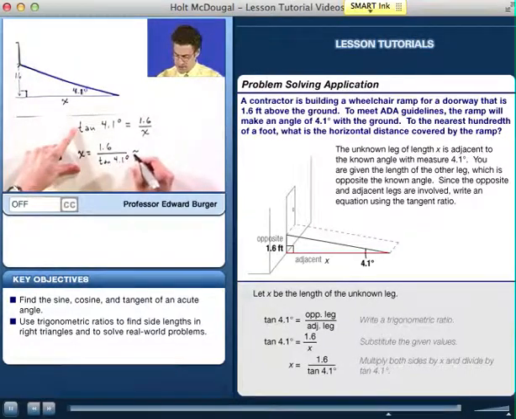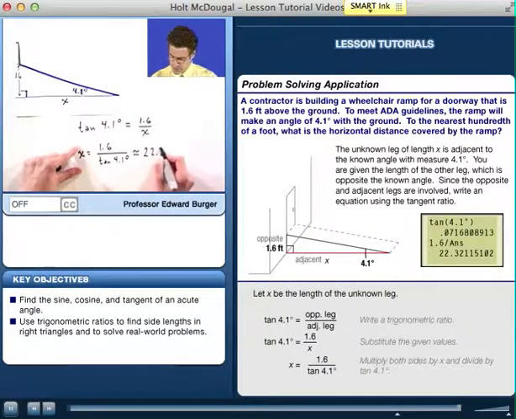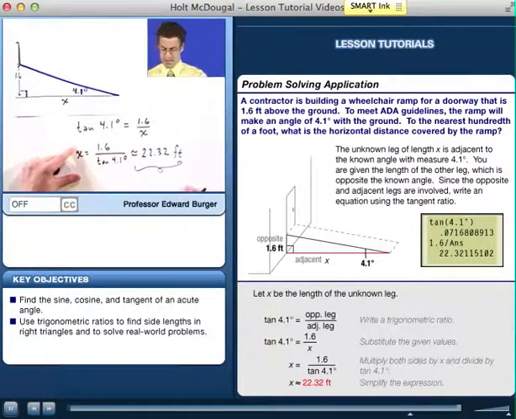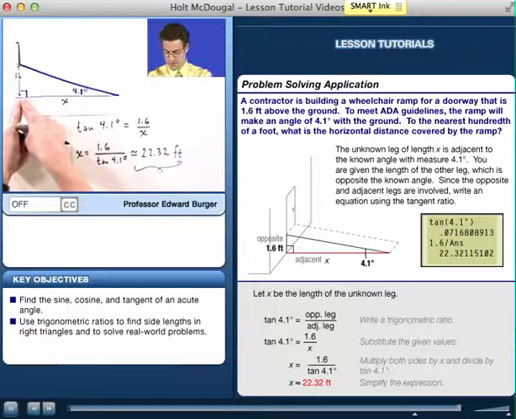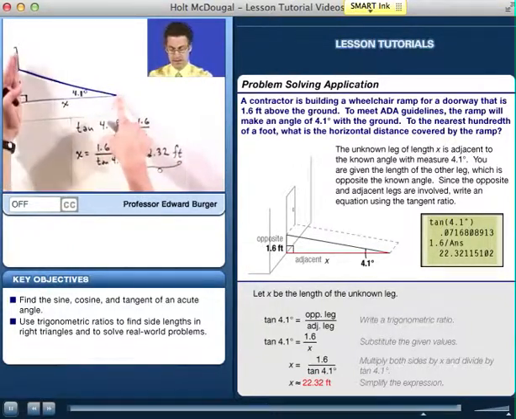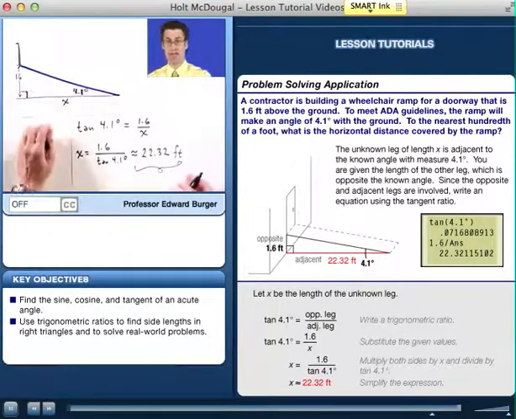And now we can use a calculator to estimate this, and if we do that, we see 22.32, and the units here, of course, are feet. And so I see that we have to move ourselves 22.32 feet away from the entrance of this building, and if we start putting that straight ramp in there, we're going to actually comply with ADA guidelines.